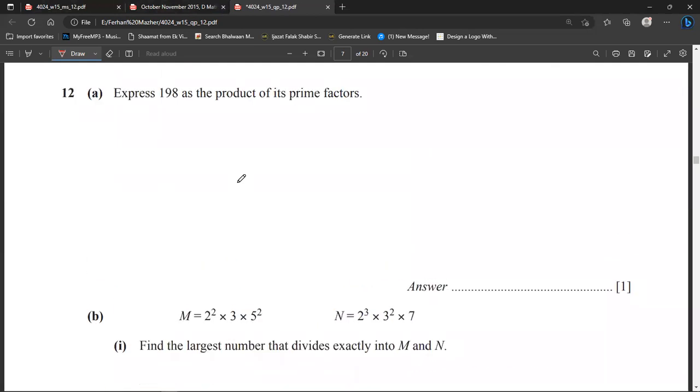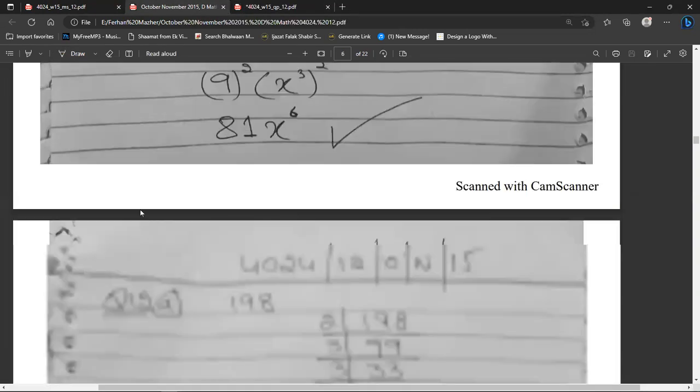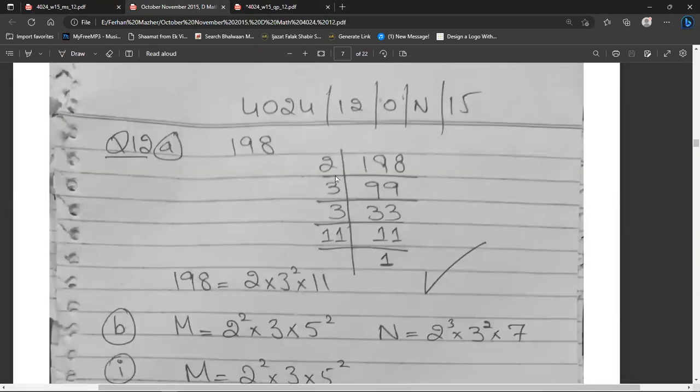Question number 12 is A part. He says express 198 as the product of its prime factors. So you can do prime factorization, very simple. Here we go. I will divide 198 with the 2. I will divide with the prime number, the smallest prime number possible.